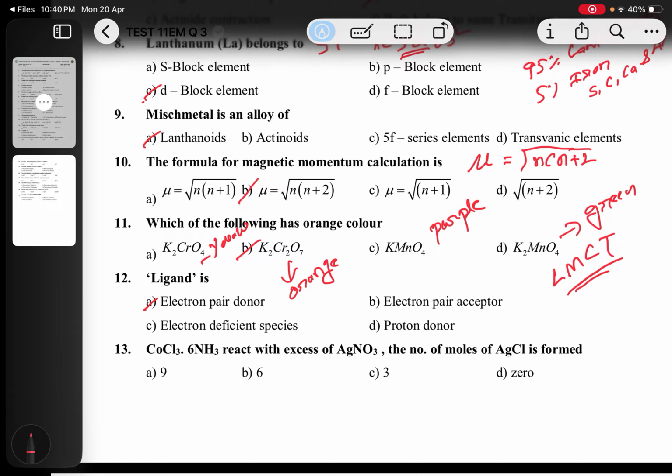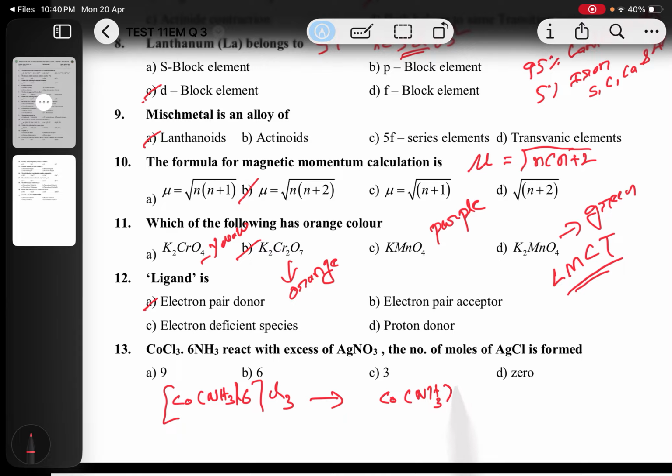Next, the 13th one. CoCl3·6NH3 reacts with excess of AgNO3. The number of moles of AgCl formed is? This is written in the form of a complex, [Co(NH3)6]Cl3. Cobalt has a fixed coordination number of 6. The remaining 3 chloride ions are written outside. It undergoes ionization forming the complex.